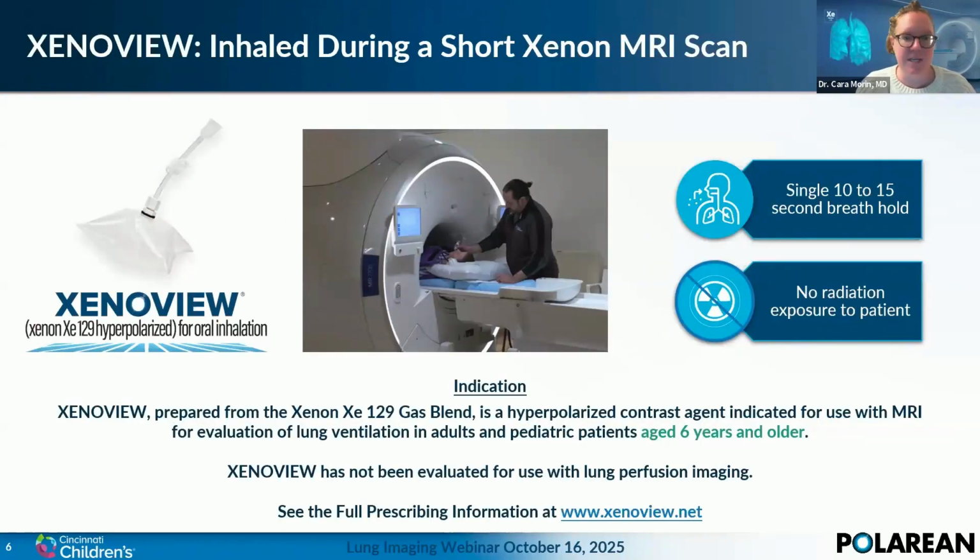So that's where XenoView comes in, or xenon MRI scans. You can see from the picture here, that's one of our research technologists who's administering a dose to a patient, and it is in a bag. You inhale it. It's a single 10 to 15 second breath hold. I will say most of our children can do this, and Dr. Gillerman will talk more about this as well. There's no radiation exposure to patients, and it has been in use with patients greater than 6 at our institution.